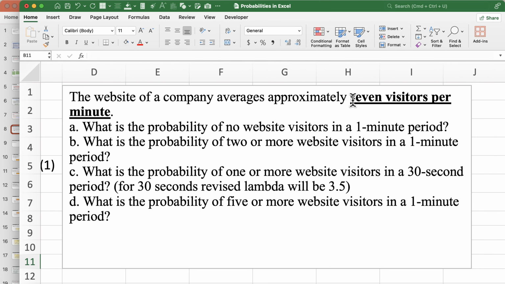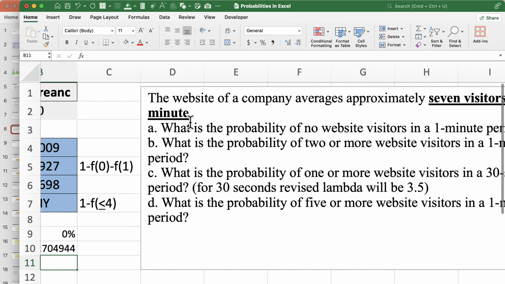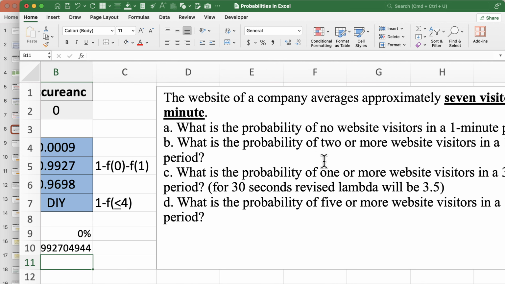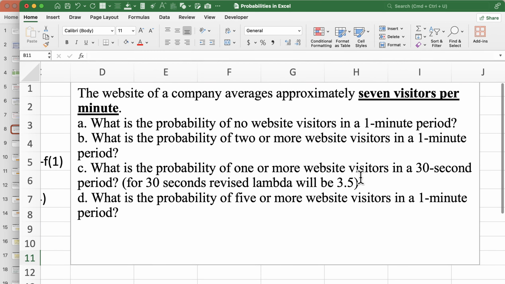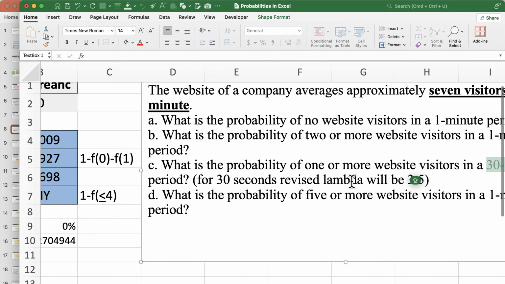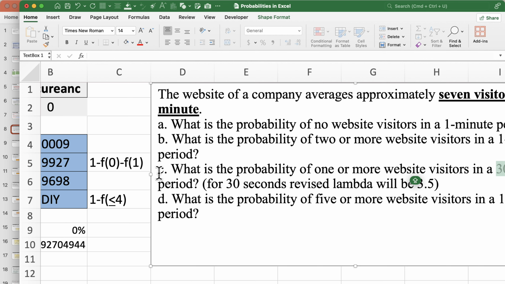Now the third question is, what's the probability of 1 or more website visitors in a 30-second period? In our original statement, lambda, which is also called the mean, was 7. This is given in the question in the top statement. There are 7 visitors per minute, but over here the time frame changes and it's talking about 30 seconds. So in 30 seconds there must be 3.5 visitors. So we will change lambda accordingly because our time frame has changed from 1 minute to 30 seconds. So we will also change our mean or lambda. For 1 minute it was 7 visitors, for half a minute or 30 seconds it must be 3.5. So I'll be using 3.5 as the mean for this question only.